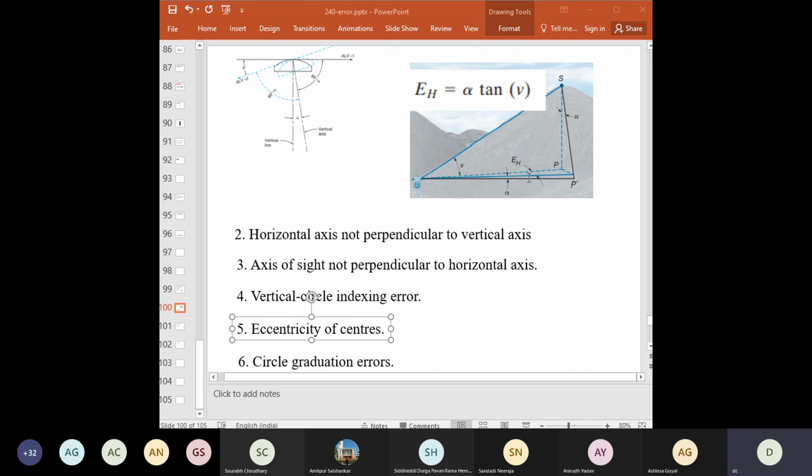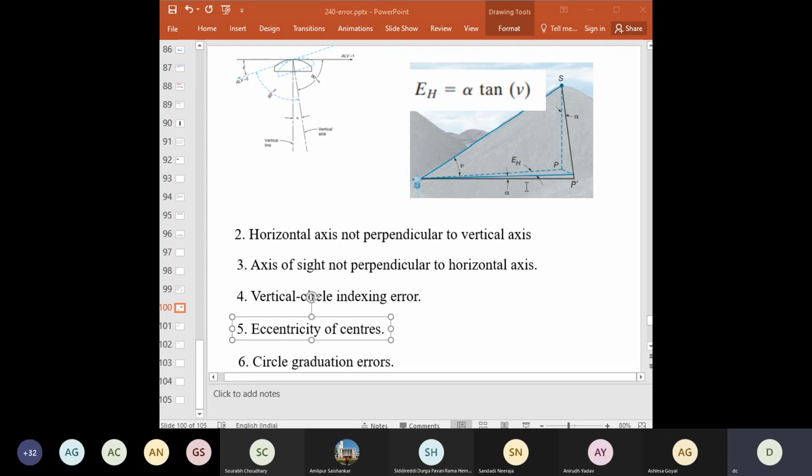This fifth error is the eccentricity of the centers. This condition exists if the geometric center of the graduated horizontal or vertical circles does not coincide with the center of rotation in either the horizontal or vertical axis. So we need to move the telescope on a vertical axis, and move the whole instrument from one observation station to the other in the horizontal axis. If the axis centers do not overlap in both horizontal and vertical directions, we'll have eccentricity-based errors.